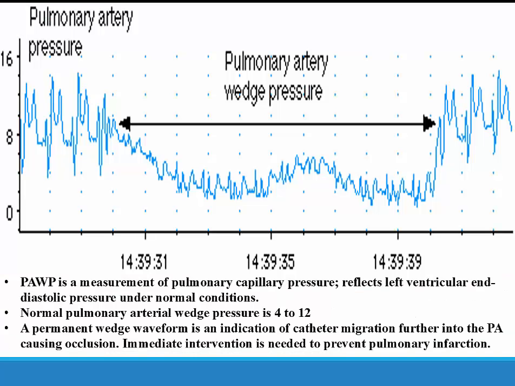The pulmonary artery wedge pressure is a measurement of pulmonary capillary pressure, which reflects left ventricular end-diastolic pressure under normal conditions. A normal pulmonary arterial wedge pressure is 4 to 12. A permanent wedge waveform is an indication of catheter migration further into the PA artery, causing an occlusion. An immediate intervention is needed to prevent a pulmonary infarction.